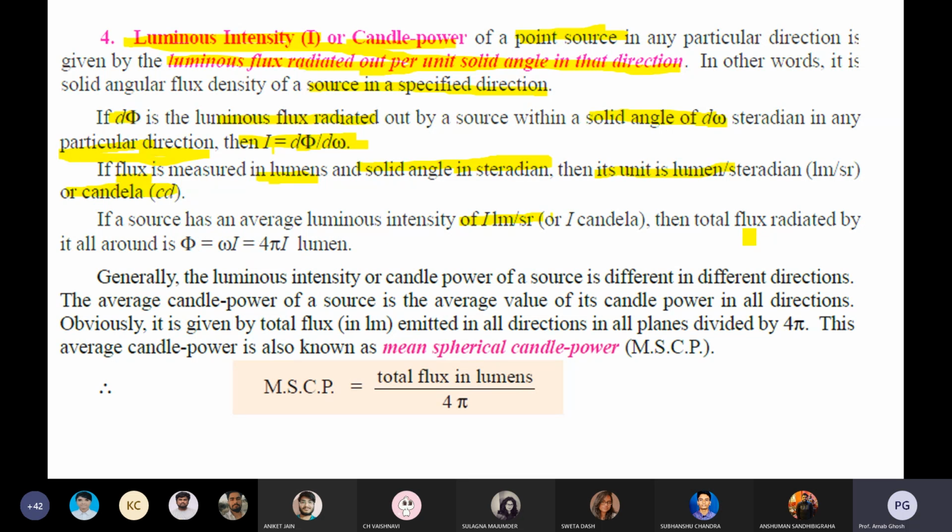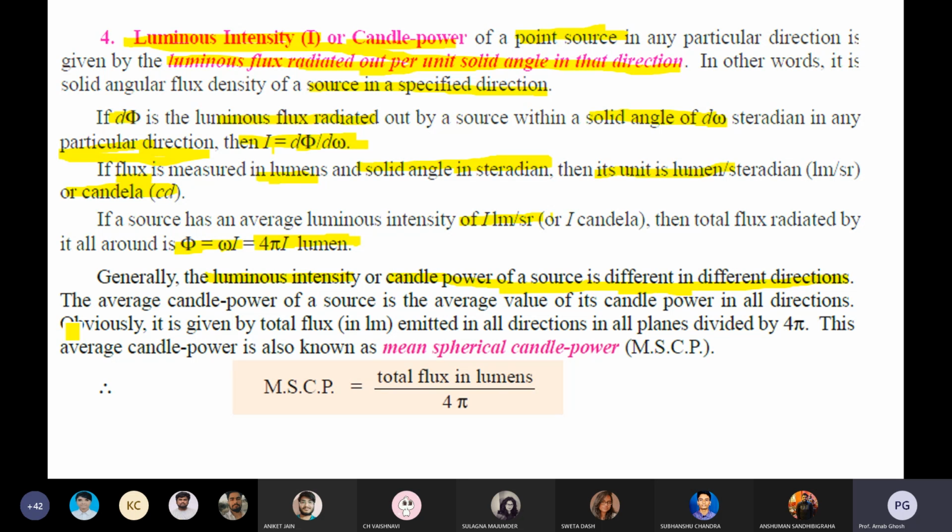For 1 radian, how much is the value of omega? If you go for the whole sphere, the angle is 4 pi, so omega equals 4 pi. Directly you will get phi equal to 4 pi lumen. Generally, the luminous intensity or the candle power of a source is different in different directions.